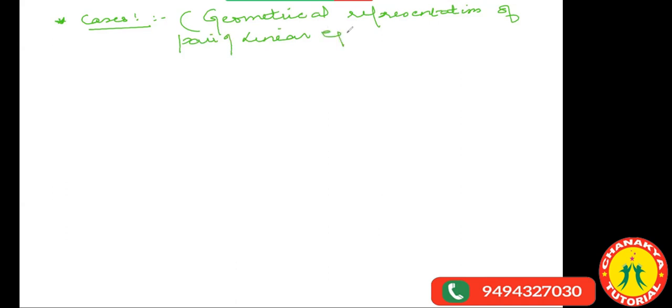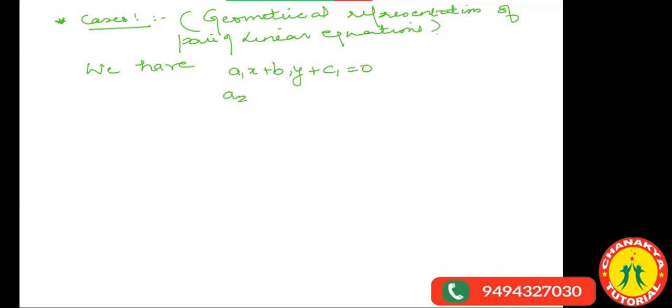First is the geometrical representation of a pair of linear equations. Graphically you can identify it, and by the question also. So we have a pair of linear equations: a1x plus b1y plus c1 is equal to 0.